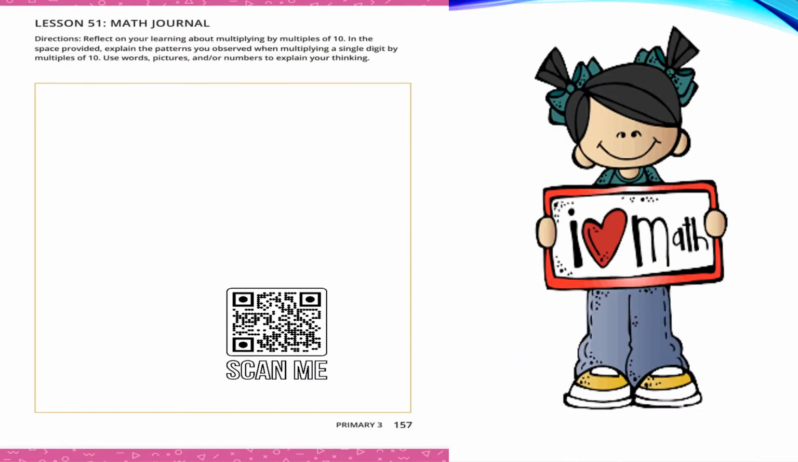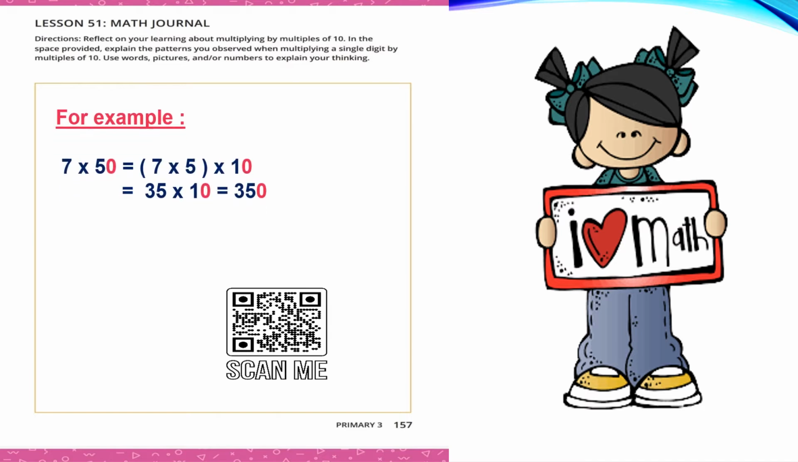Let's start our math journal. Reflect on your learning about multiplying by multiples of 10 in the space. Explain the patterns you observed when multiplying a single digit by multiples of 10. Here, this example, like the previous example, we take it in the last page. Okay, so I will give you one example like this.